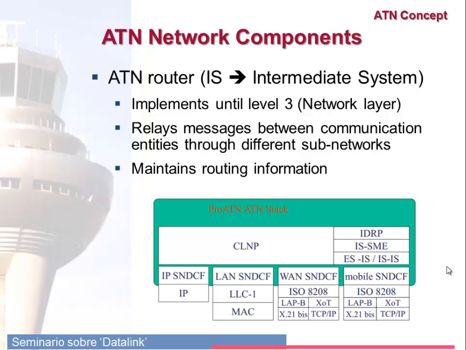Let's see now in detail ATN routers, which are the so-called intermediate systems. As in an IP network, they implement up to level 3, up to the network layer. The two main functions that these kinds of routers have are, on the one side, they transmit messages between communication entities through different subnetworks. On the other side, they maintain routing information. As you can see here, these kinds of routers use the connectionless network protocol. These protocols are displayed here, and we will go through them later on.